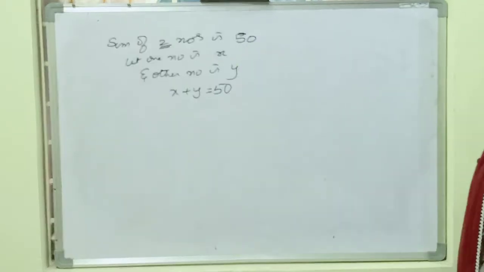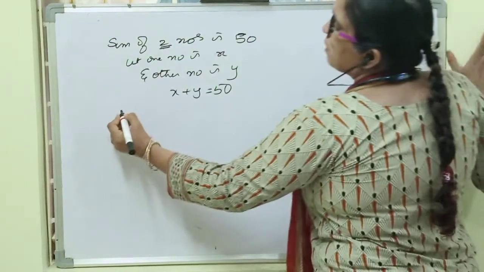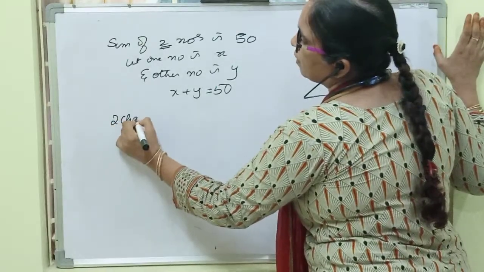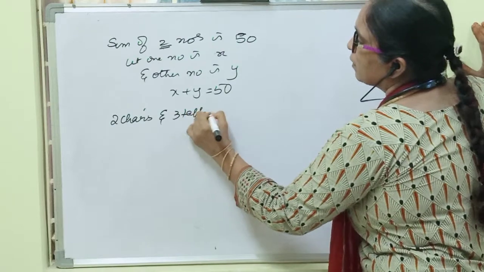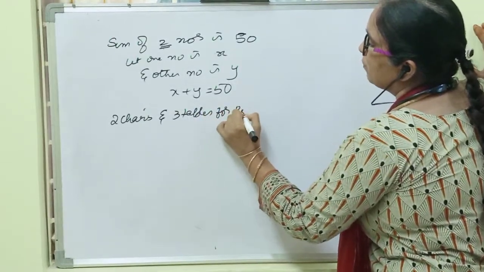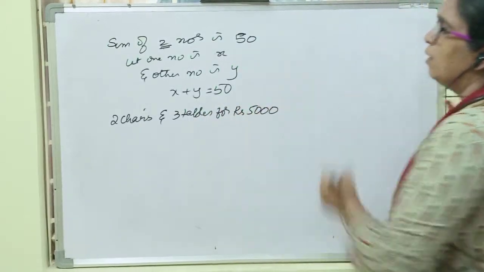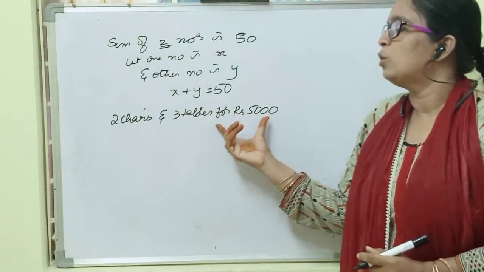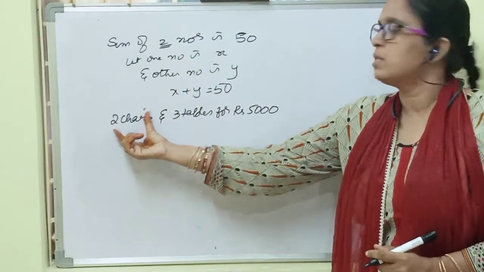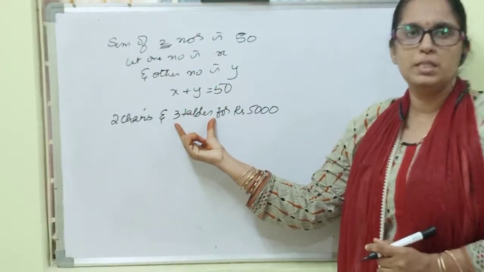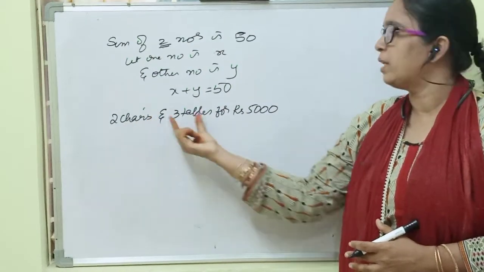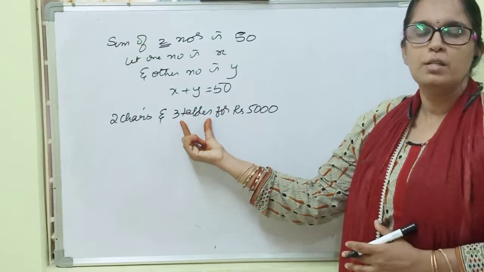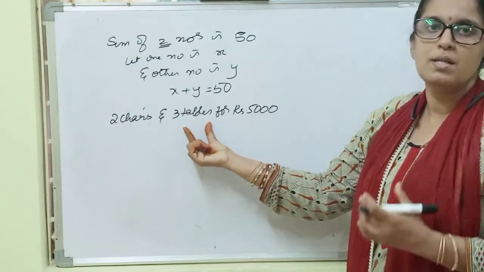Understood? So similarly, for example, a person bought two chairs and three tables for rupees 5,000. Okay, so what is that we don't know. He bought how many chairs? Two chairs. And how many number of tables? Three tables. But what we don't know is, we don't know the cost of each chair and the cost of each table. So we need to define what is x and what is y.